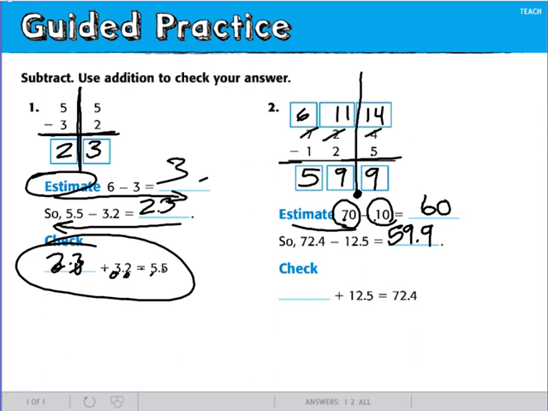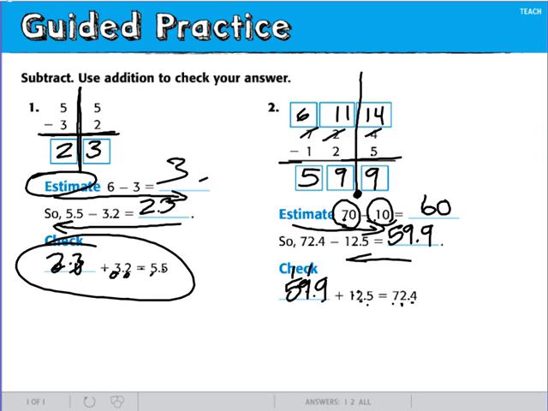Remember, we're subtracting this way, so addition goes back the other direction. So we're checking 59 and 9/10 plus 12 and 5/10 equals 72. Well, 9 plus 5 is 14. There's our 4. We carry a 1, that's 10, 11, 12. There's 2. We carry another 1. 5, 6, 7, 72. There you go.